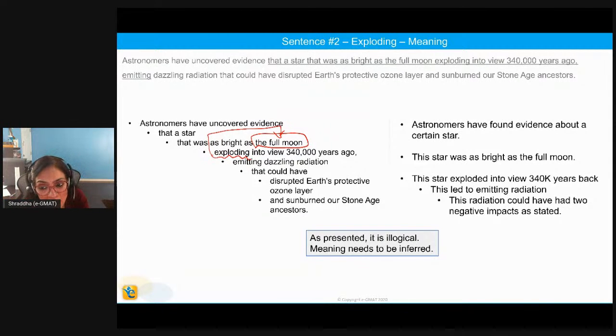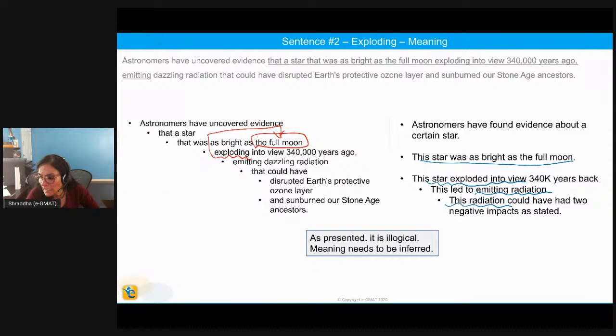So every piece of information in this sentence is about the star. It is the star which was as bright as the full moon, and it is the star that exploded into view, and that explosion led to emitting radiation, and then this radiation possibly sunburned our Stone Age ancestors. Okay, so even when the sentence was not giving us the logical meaning, because it said that the full moon exploded into view, we still could infer or extract the logical intended meaning from the given information in the sentence.